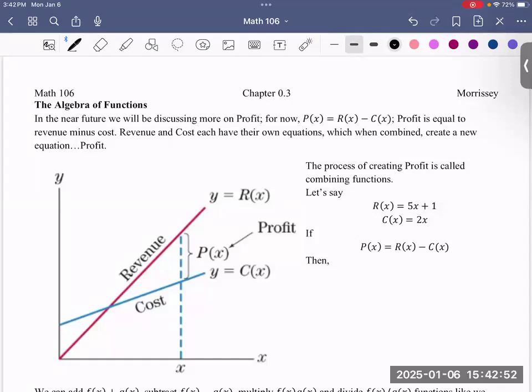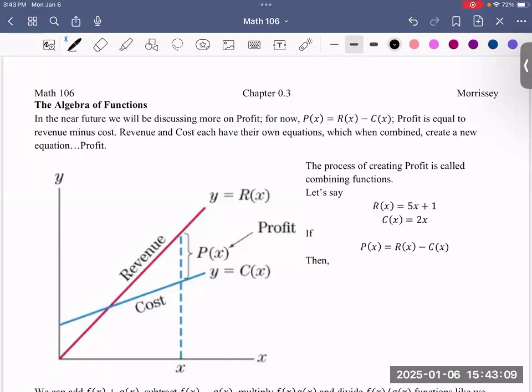Welcome to Math 106, Chapter 0.3, the Algebra of Functions. We're going to start with a little bit of a discussion on profit, just very brief. We'll get into it a little bit more. And then we're going to go on to practicing combining functions and then composite functions.